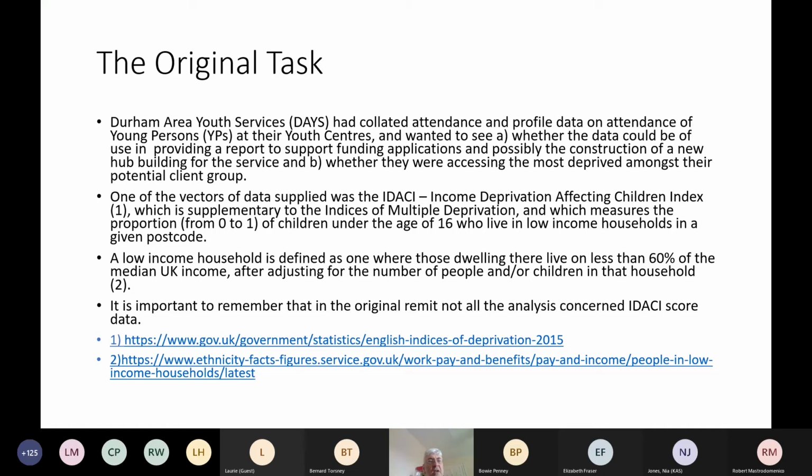One of the vectors of data they supplied was the IDACI data. I always pronounce it wrong, I don't know why, it sounds like a sort of Italian word. Anyway, income deprivation affecting children index, which is supplementary to the indices of multiple deprivation, measures the proportion from 0 to 1 of children under the age of 16 who live in low income households in a given postcode. So each postcode I was supplied with had an IDACI index, a measure of deprivation. A low-income household is defined as one where those dwelling there live on less than 60% of the median UK income.